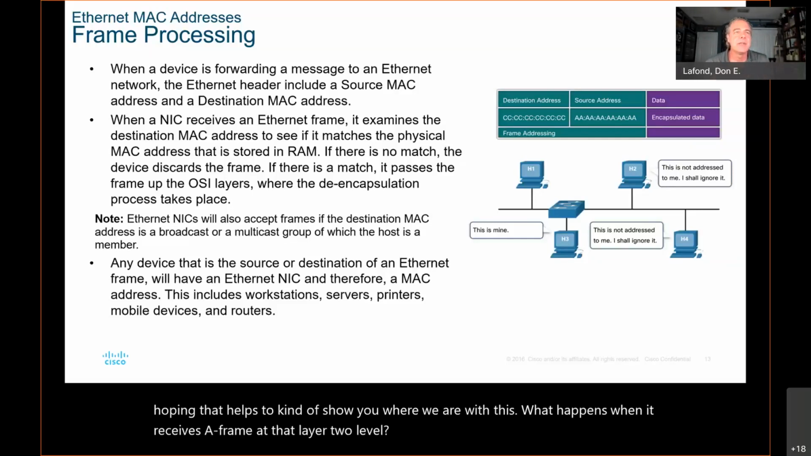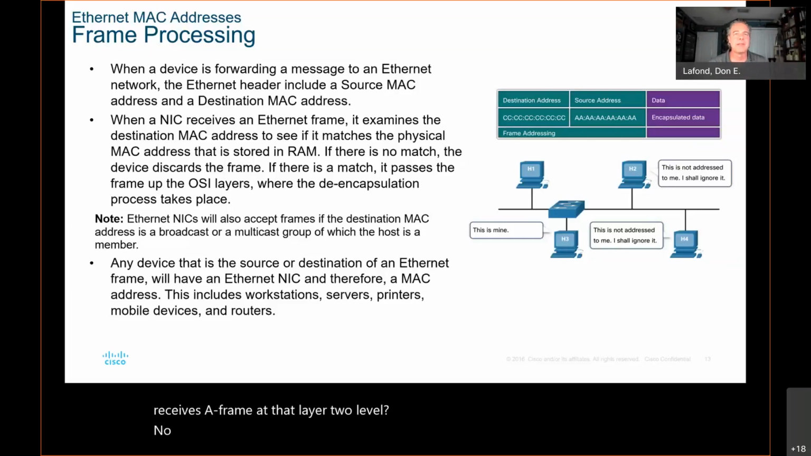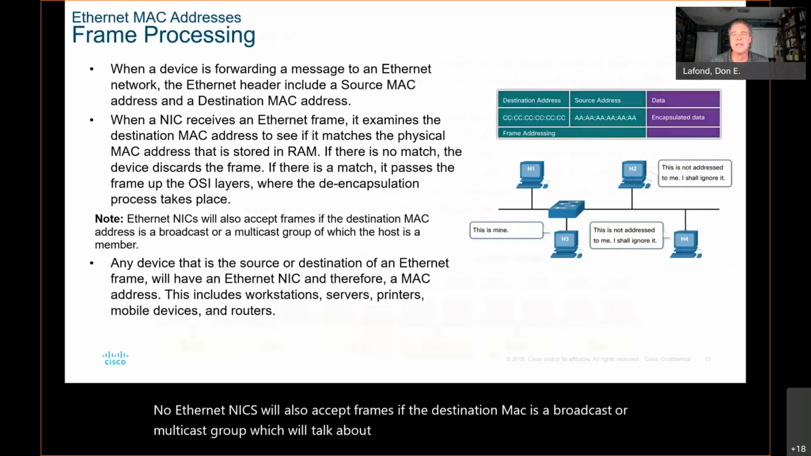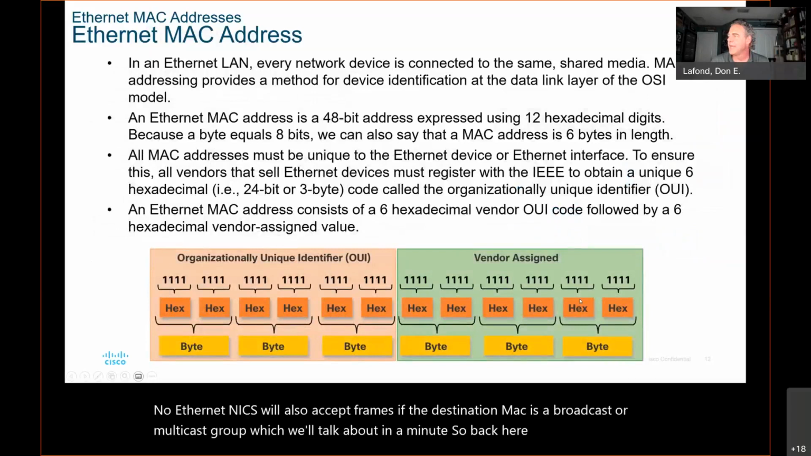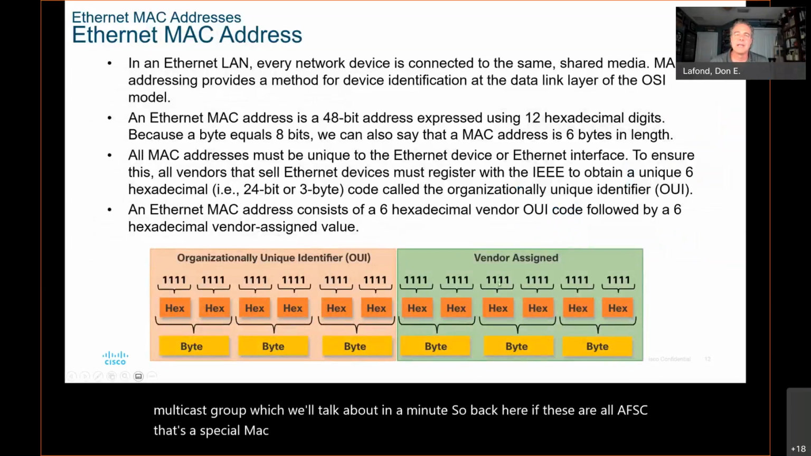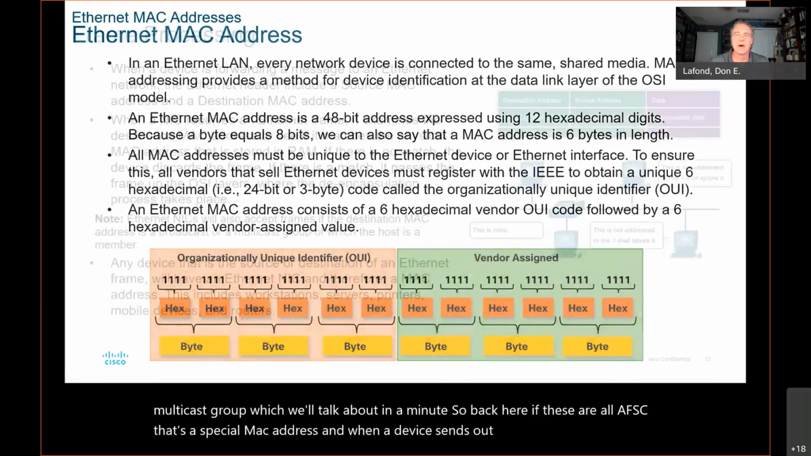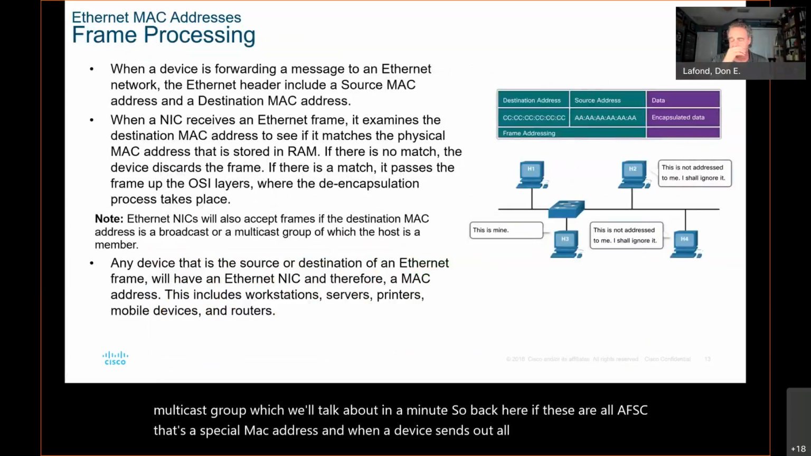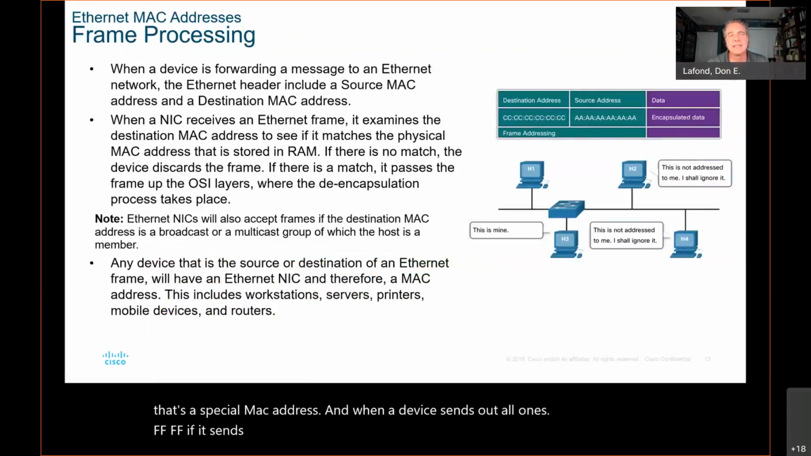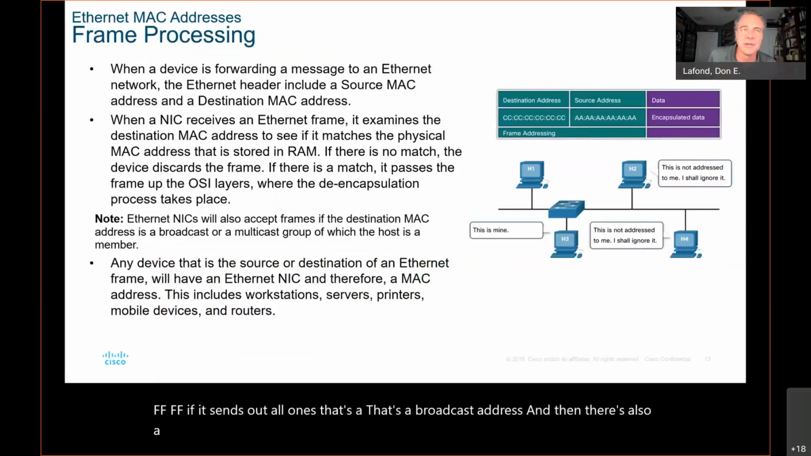Note, Ethernet NICs will also accept frames if the destination MAC is a broadcast or a multicast group, which we'll talk about in a minute. So back here, if these are all Fs, that's a special MAC address. When a device sends out all ones, FFFF, that's a broadcast address. And then there's also a multicast MAC address I'll show you in a little bit.